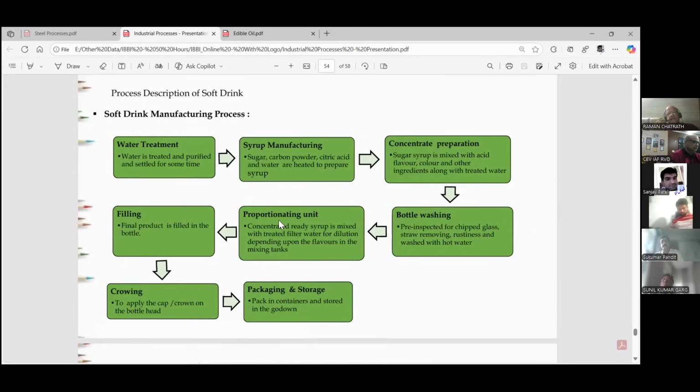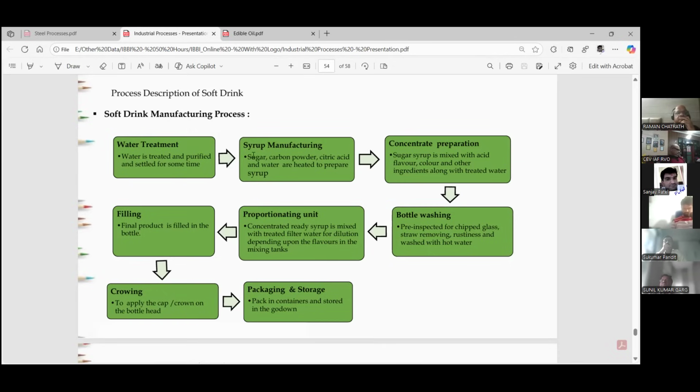Okay. Last, that is soft drink machinery. Whatever beverages we are consuming, the prime raw material is water. Here water is treated in two ways. One, water in the form of RO, another treated water. So treated water is used to make the syrup for the beverages.